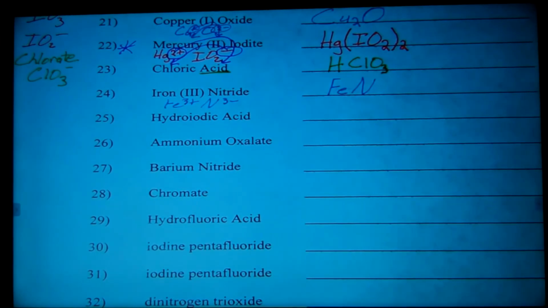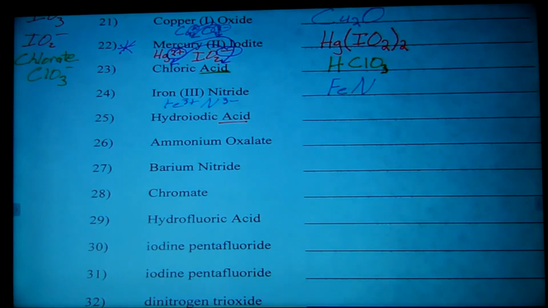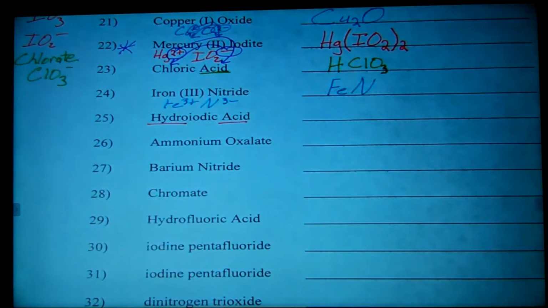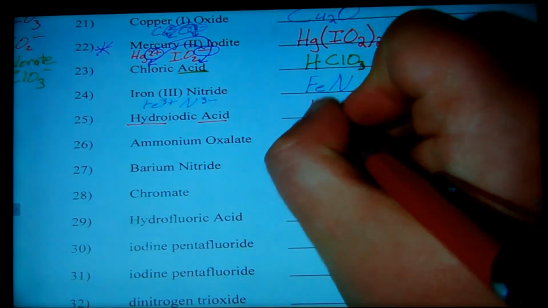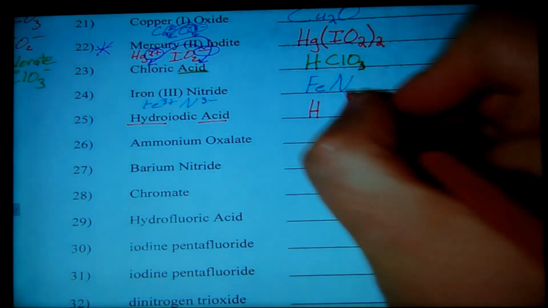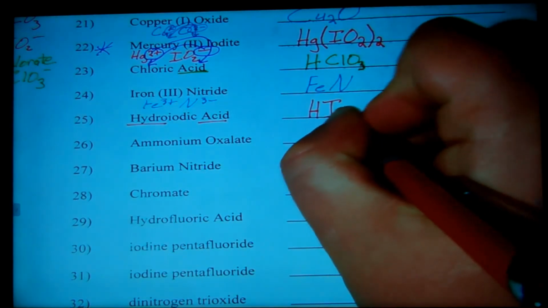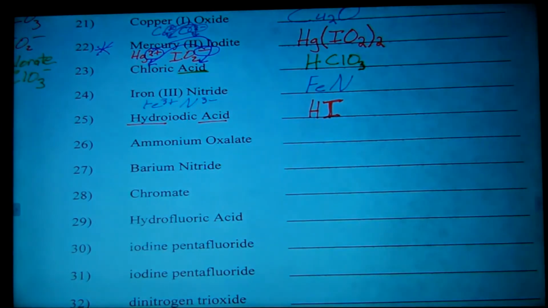Alright, so moving on to 25. Hydroiodic acid. That does not roll off my tongue well. So we're dealing with an acid. Look at the beginning. Hydro, which tells you that it's a binary acid. So H. Find the other one that goes with it. Find that root. Iodide comes from iodine. So I. So HI. Hi.